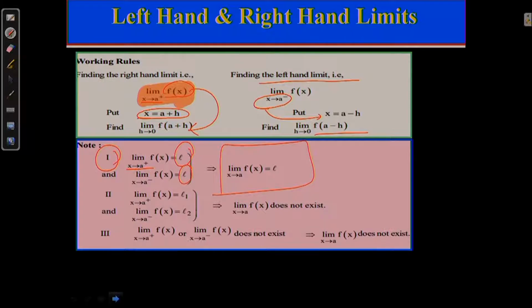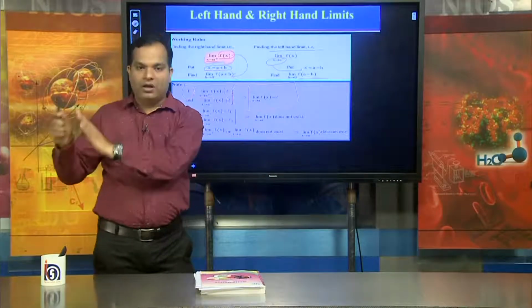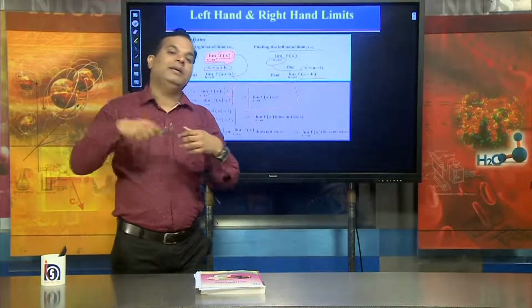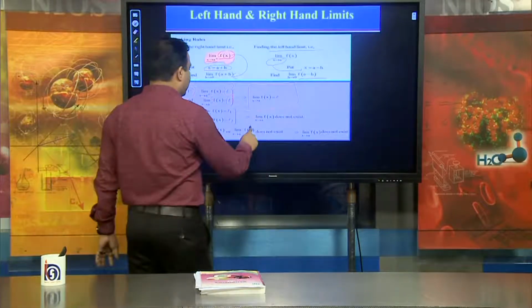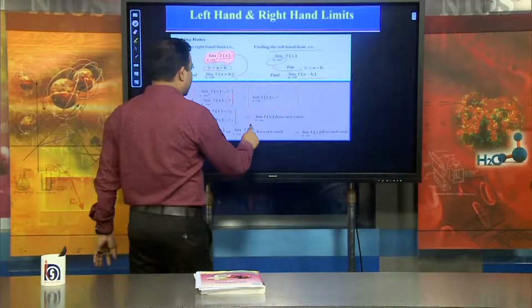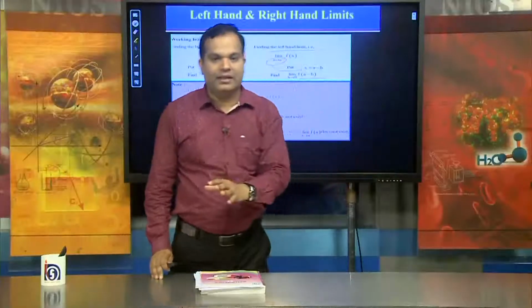Second thing, suppose I can say that the left hand limit is different from the right hand limit. The values of both are different. So the limiting value does not exist, the limit does not exist. That means I can say the limit of f of x does not exist. That means the left hand limit value is different from the right hand limit.